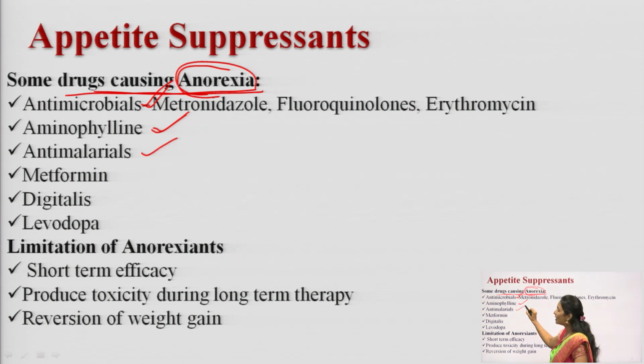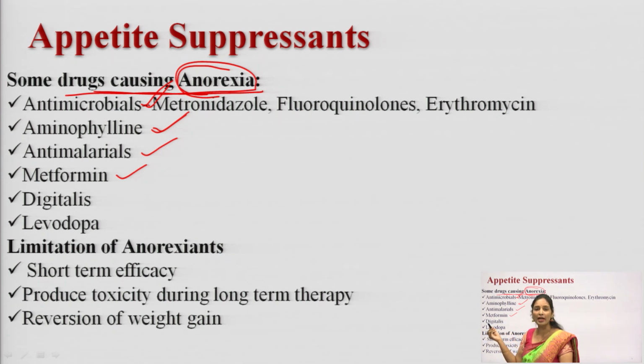Next one, anti-malarials. Anti-malarials are the drugs which are used to treat malaria. By taking these anti-malarial drugs, it can cause a reduction of appetite, it will decrease the appetite, it can produce anorexia. Metformin, what type of drug is it?